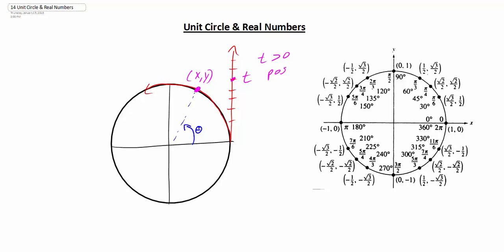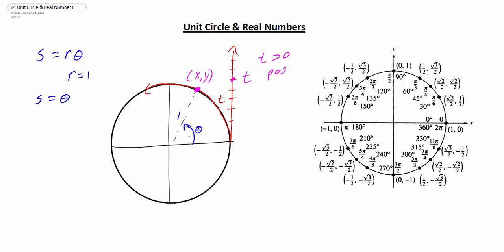And if we go back to the idea that s, our arc length, is equal to r times theta, what that tells us is, if s is equal to r theta and we're talking about the unit circle, then the radius r is equal to 1. So therefore, the arc length is going to be equal to our angle. So if we're looking at angle theta, then the real number that's going around is going to be our t value. So with the unit circle, the arc length t is the same thing as our angle.